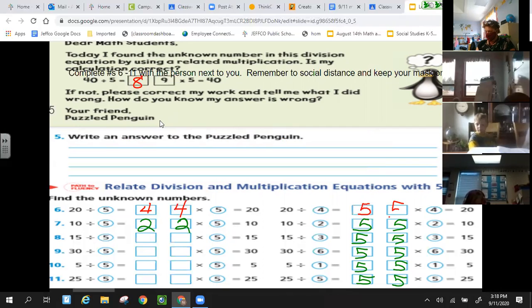What did we have for 15 divided by 5? Gabe. How many 5s are in 15? 3, and then 3 times 5. How many 5s are in 30? 6, and 6 times 5 is 30. How many 5s are just in 5? 1. 1 times 5 is 5. How many 5s are in 25? 5.